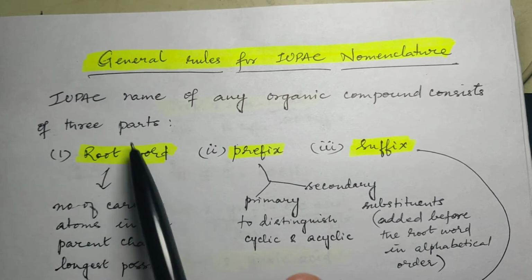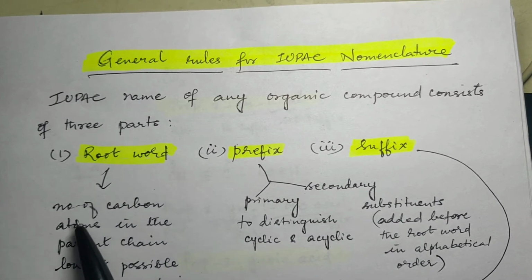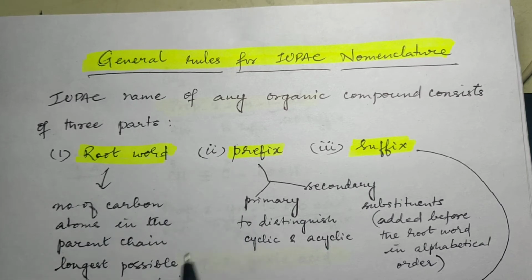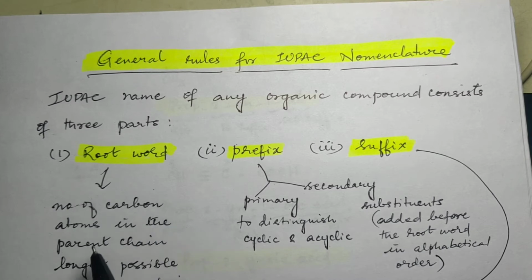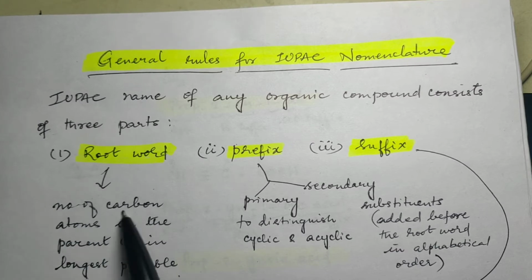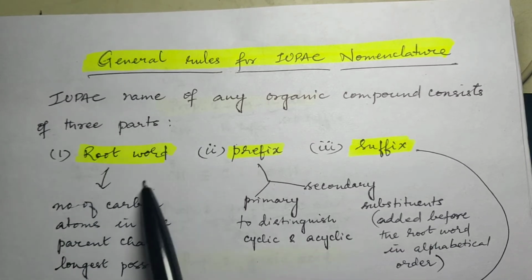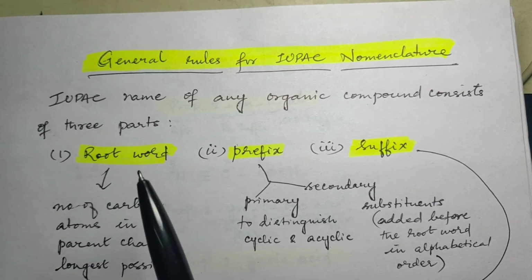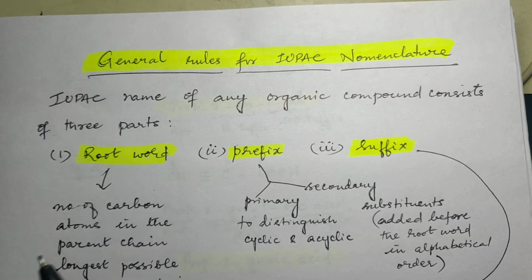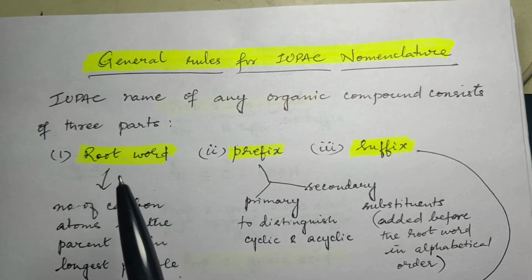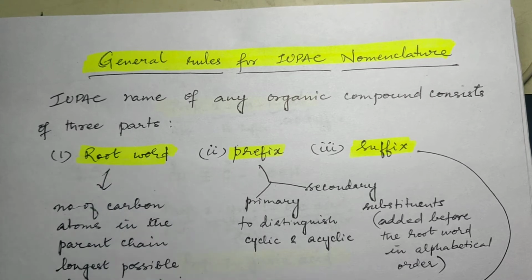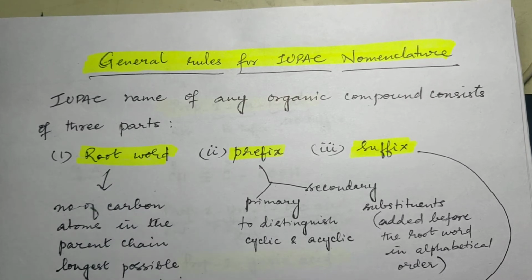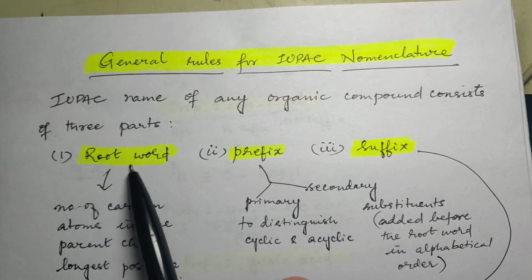Now, what is a root word? Root word is nothing but the number of carbon atoms in the parent chain. That is the longest carbon chain that you are having. That is called as the long chain. And in that long chain, how many ever carbon atoms are there, that will give you the root word. If there are 5 carbon atoms, your root word will be pent. If there are 6 carbon atoms in the longest chain, then it is hex. If it is 4, then it is but. So like that, how many carbon atoms are there in the longest possible continuous chain you have to identify, and you have to identify the root word.